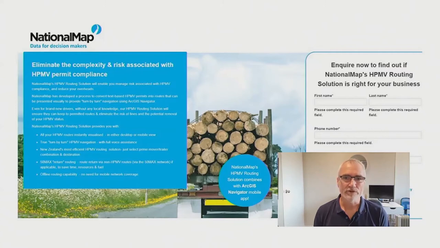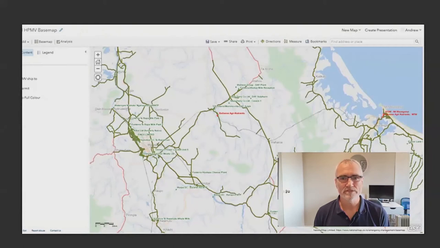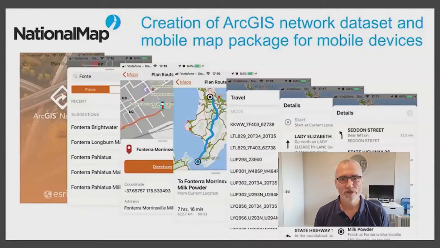Essentially, what our team have done for our two pilot customers is to digitize their HPMV permits. We've loaded these into a map package to be used in Navigator, so that drivers can choose their truck and trailer combination, enter their destination, and be routed with turn-by-turn navigation via their HPMV network. The solution works online or offline, as I'm sure many of you would be aware.